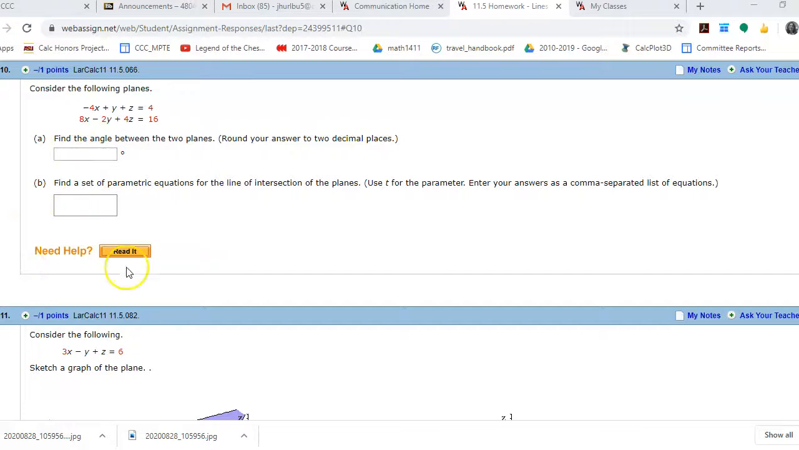Okay, so I'm going to read the question here. Consider the planes, these two equations. There are two planes. You need to find the angle between the two planes. Now that's easy to do. Just get the normal vectors and then find cosine of theta and get the angle. There's a second part that's more complicated. You need to find the parametric equations of the line of intersection of the planes.